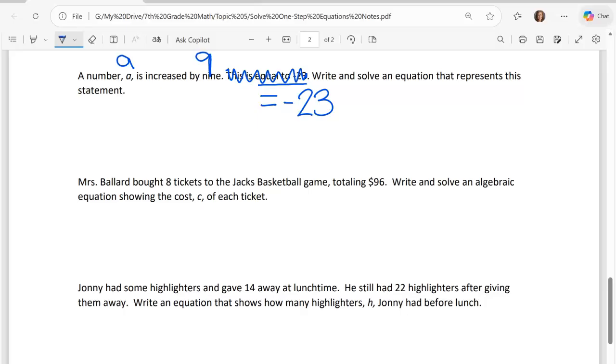Increase means to go up. That means to add in math. So a plus 9 is equal to negative 23. And then you would draw your line and get an a all by itself to solve it.